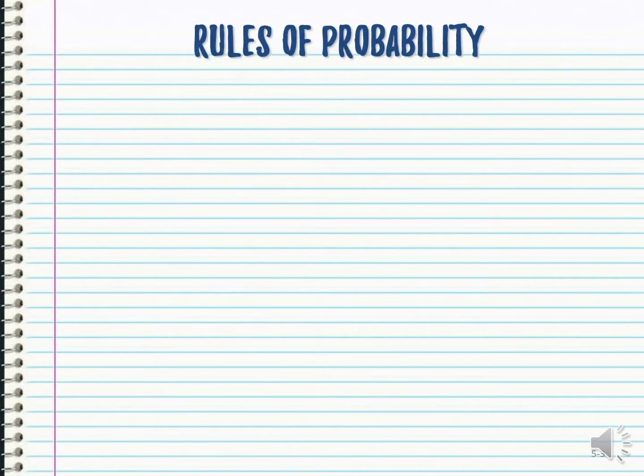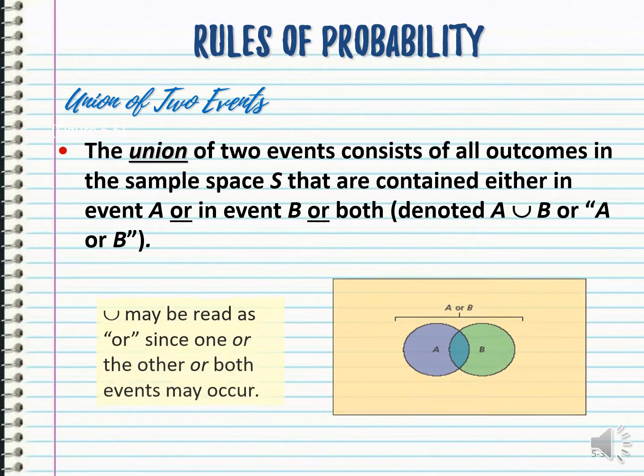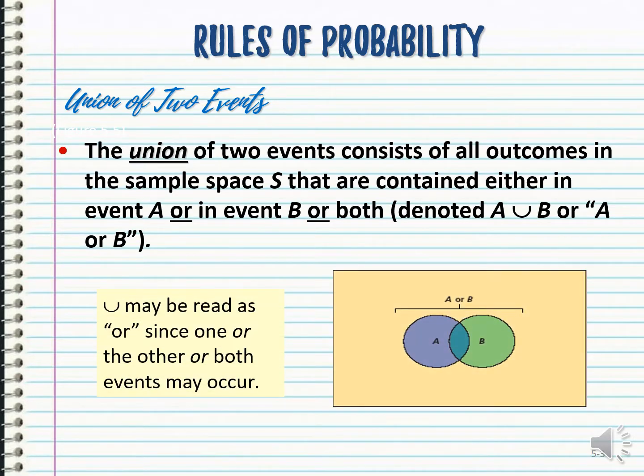So, the union of two events. The union of two events consists of all outcomes in the sample space S that are contained either in event A or in event B or both. So it's denoted as A union B or A or B. So the union may be read as or, since one or the other or both events may occur.